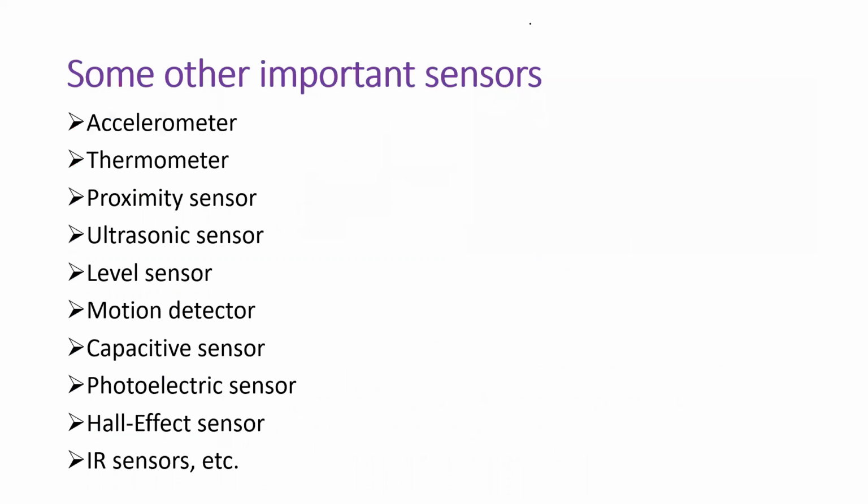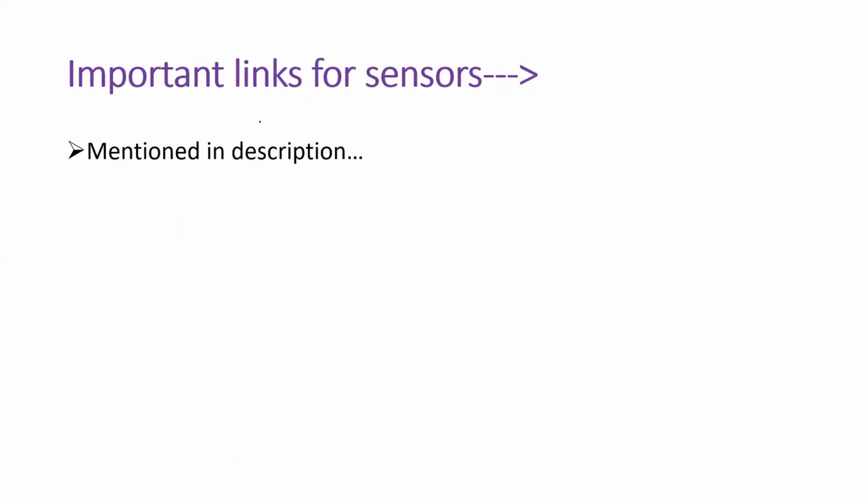And apart from it, I have mentioned some other important sensors here, like accelerometer, thermometer, proximity sensor, ultrasonic sensor, level sensor, motion sensor, capacitive sensor, photoelectric sensor, Hall effect sensor, and IR sensors. After that, you can also get some more sensors. Please look at the definition, the simple basics, and the working principle of them. If time permits, simply go through the basic definitions.